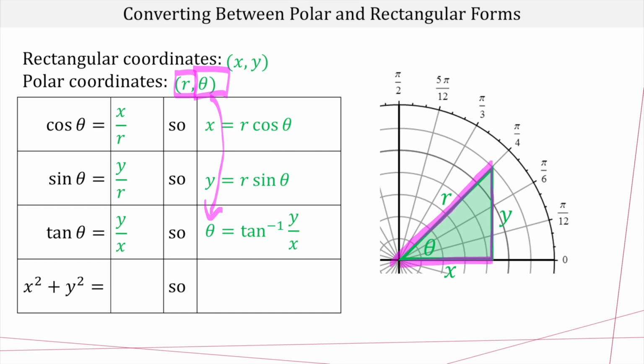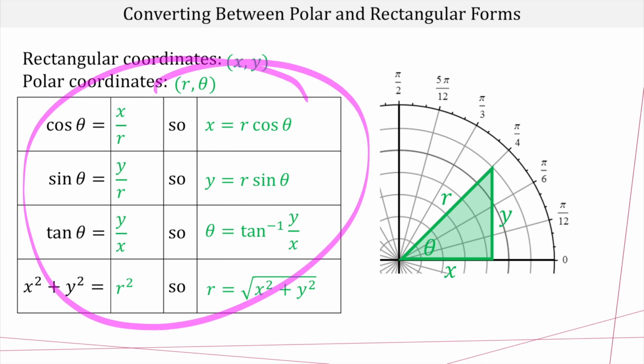Using the Pythagorean theorem, I know that x squared plus y squared equals r squared. So r, then, is the square root of x squared plus y squared. So this little chart here is going to be our key to going back and forth between polar and rectangular forms.